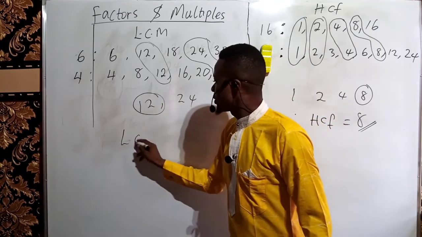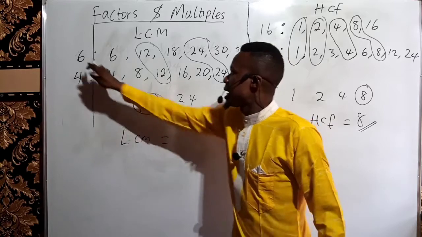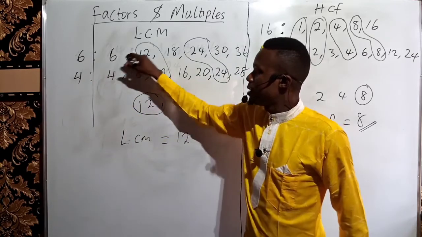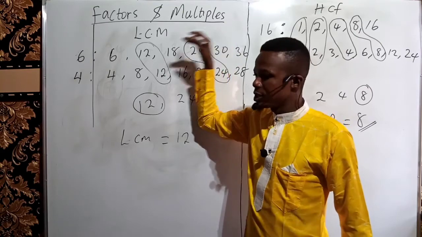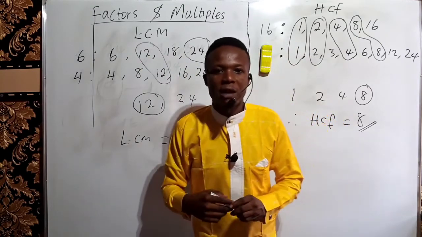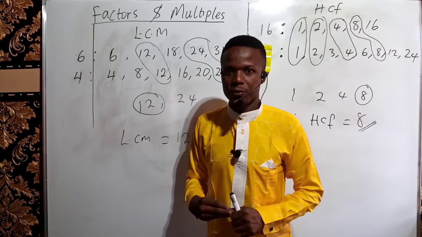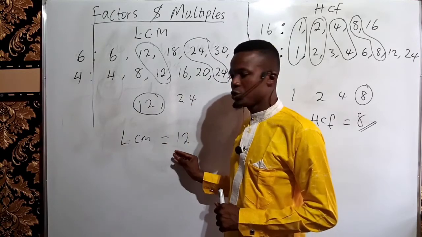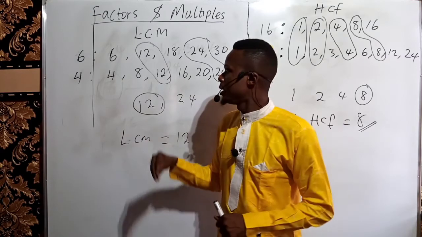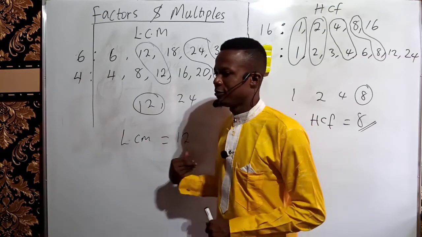Therefore, the LCM of 6 and 4 will give us 12, because we carefully listed out the multiples of 6 and the multiples of 4. And among these multiples of 6 and 4, 12 is the lowest, and that lowest multiple is 12. Therefore, the lowest common multiple of 6 and 4 is 12.